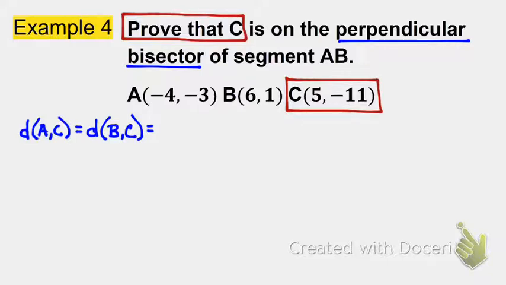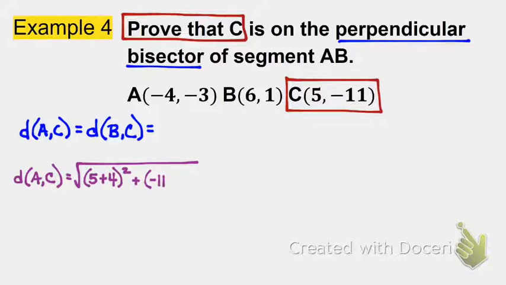You doing okay, Carrington? Okay. So what do I need to do in order to be able to prove that? Distance formula. So let's find the distance from A to C first. So we'd do the square root, 5 minus -4, so 5 plus 4 squared. Plus, and then I have -11 minus -3, so plus 3 squared.